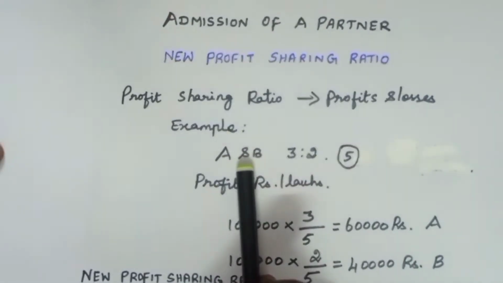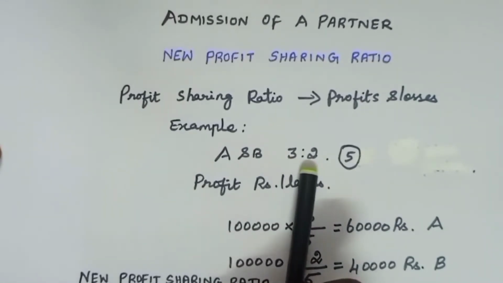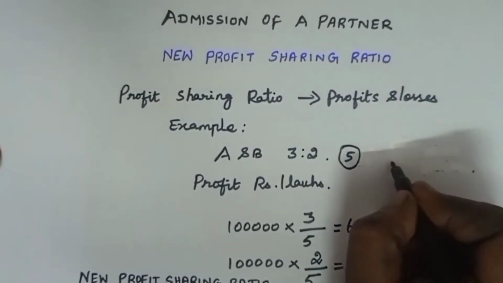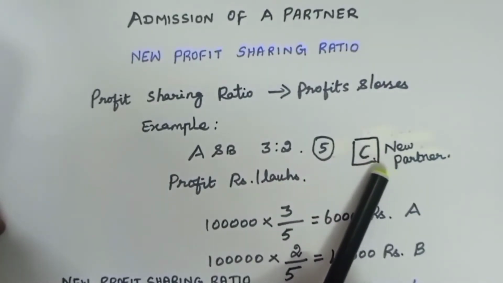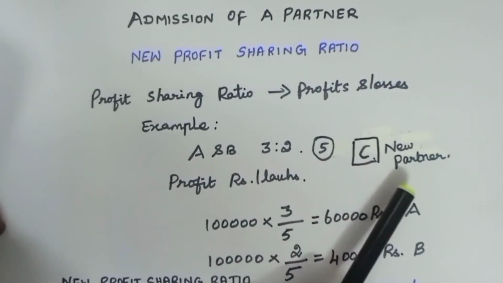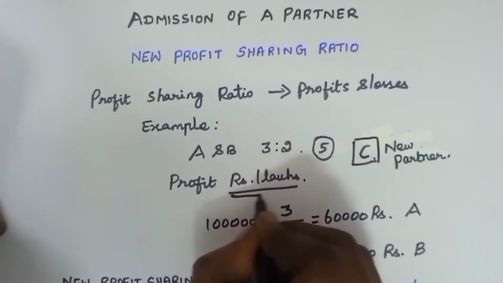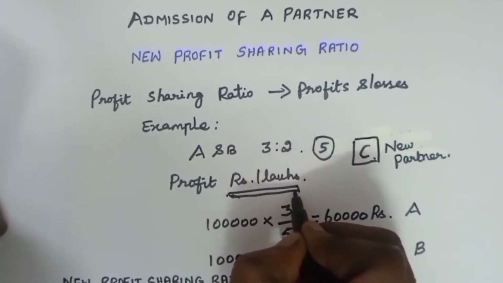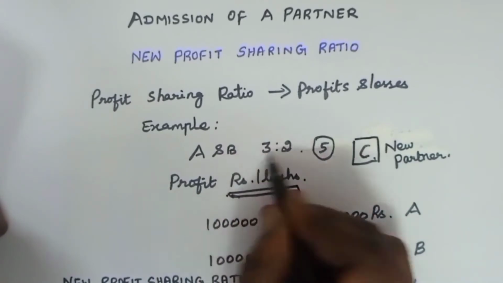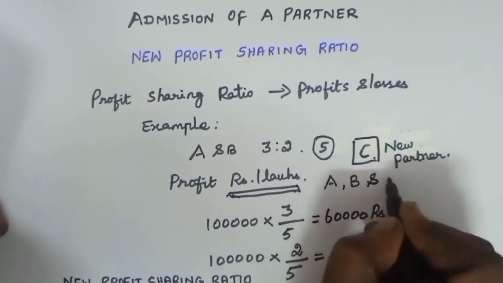A and B are doing business, partnership business. They share their profits in the ratio of 3:2. They decide to admit C into the partnership business. After admitting C as new partner, the business earns the same profit in the next year, that is rupees 1 lakh. Now this 1 lakh will be distributed among all the partners, that is A, B and C.